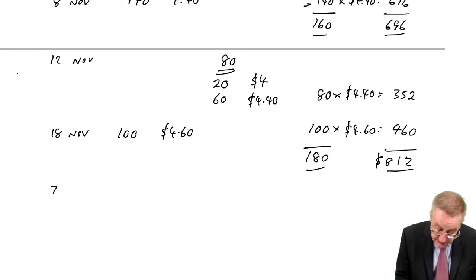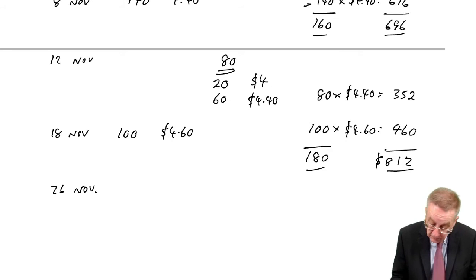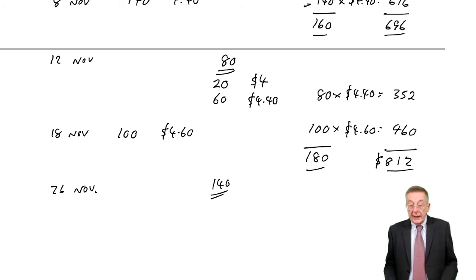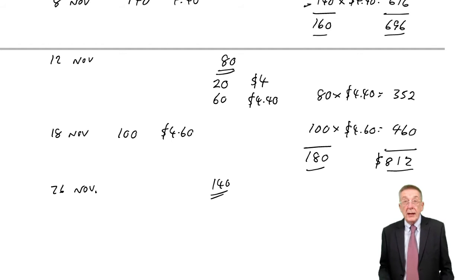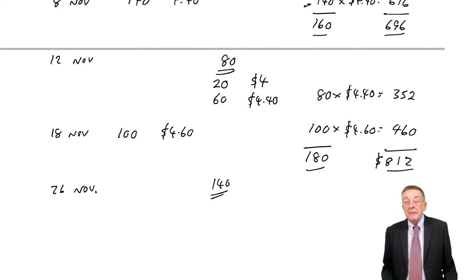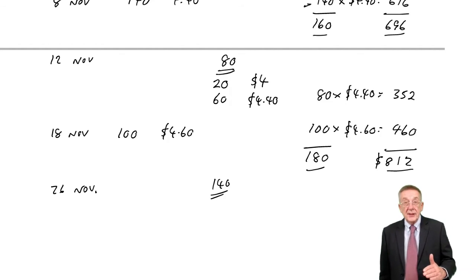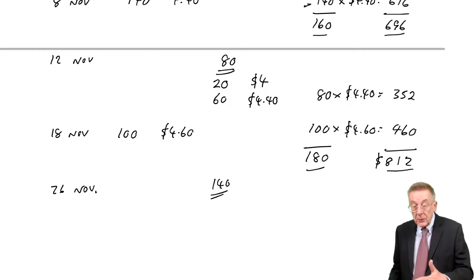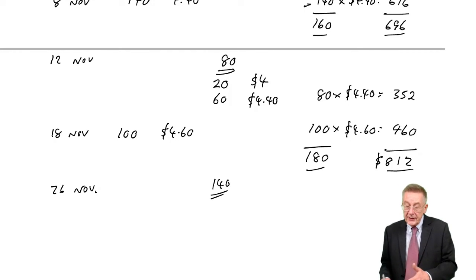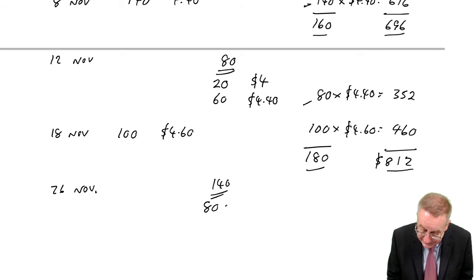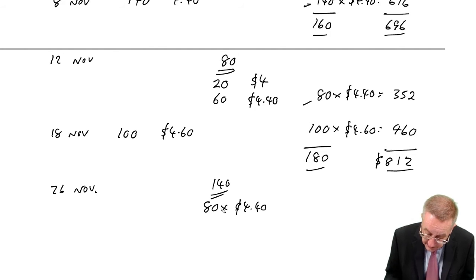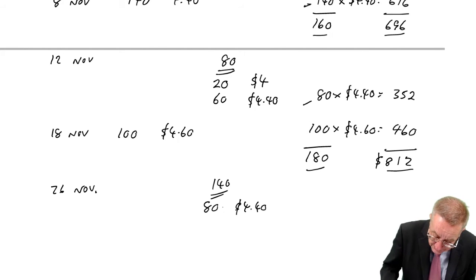Finally, 26th of November, we issue some more, 140. And which ones are we issuing? Remember, we've got 80 there, which costs $4.40. We've got another 100 there, which costs $4.60. Well, we assume with first in, first out, that whenever we issue any, it's the oldest ones first. So those 80 have gone. Those 80 go.